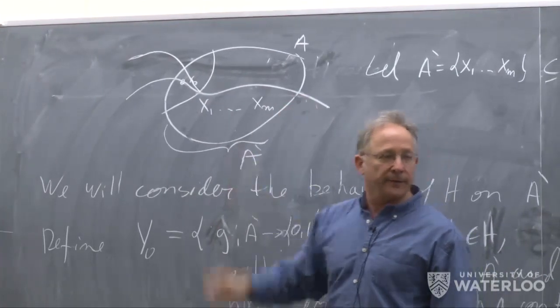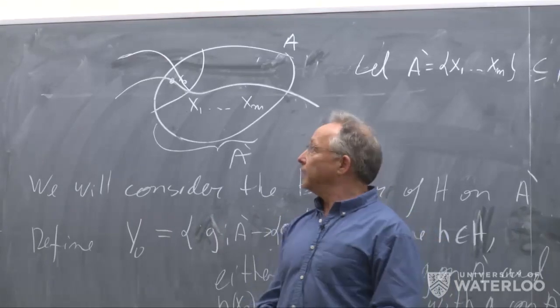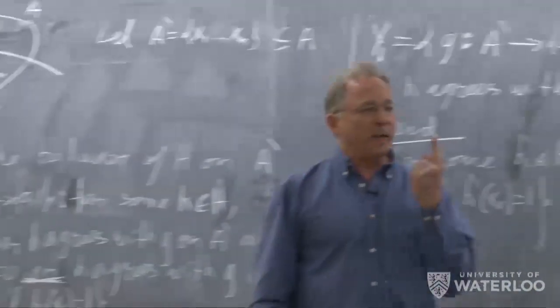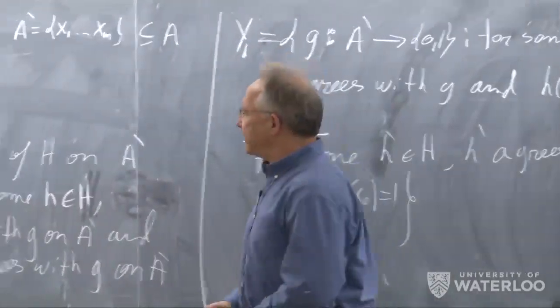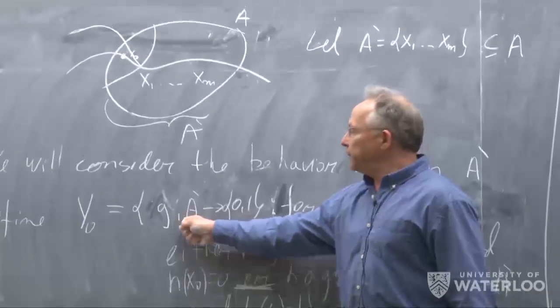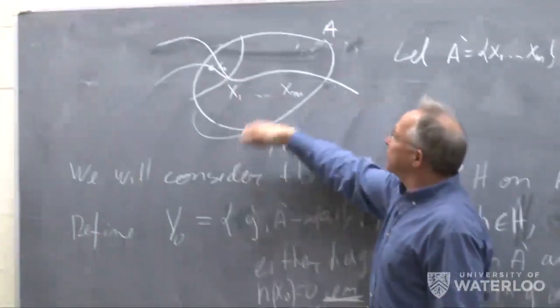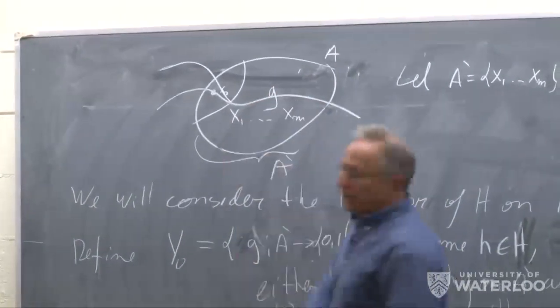So wouldn't both functions be in Y0, because Y0 is the functions that agree with...? Both functions will be counted only once in Y0, because in Y0, I just look at how you behave on A prime. Oh, okay. I ask how many behaviors, this is G. G is the behavior on A prime.